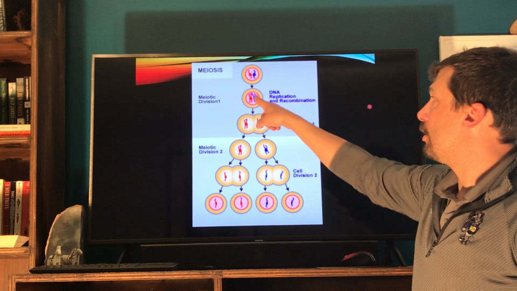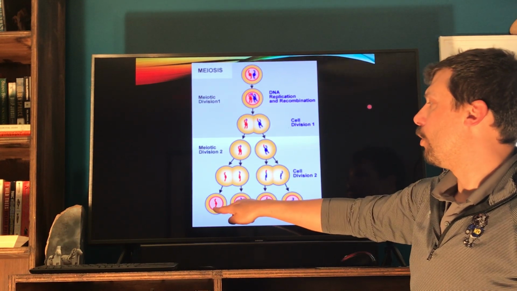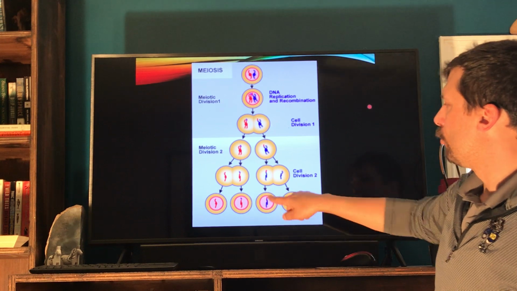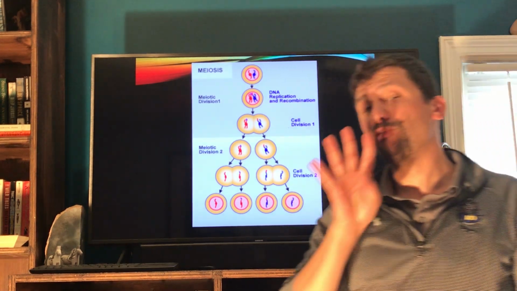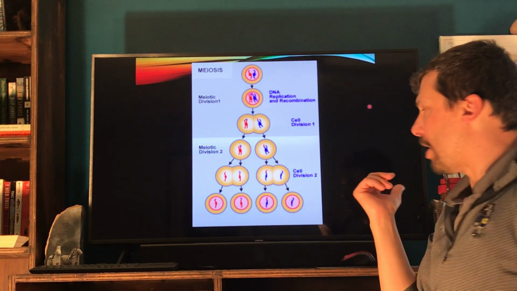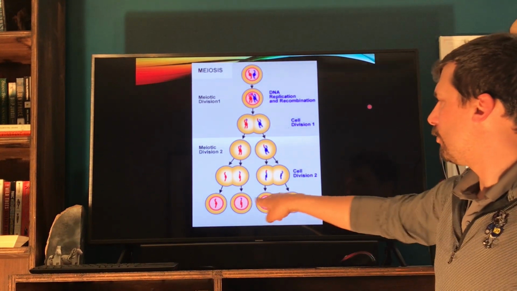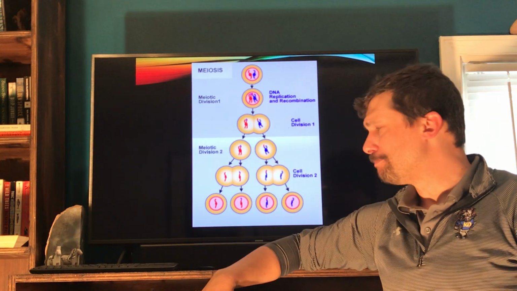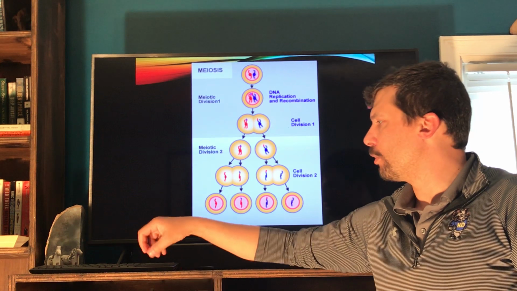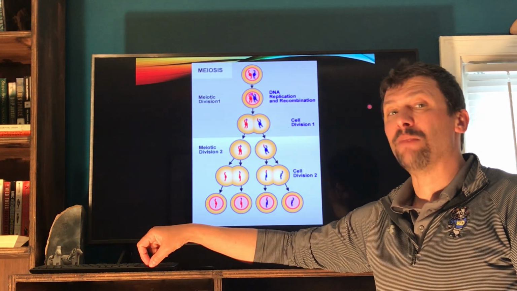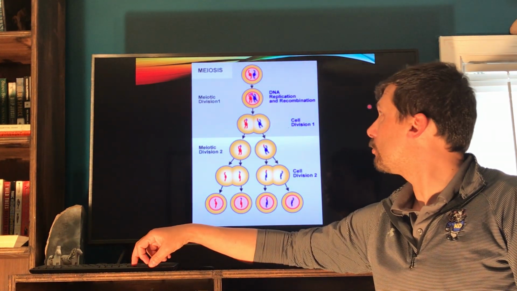And when I separate, because of this crossing over, there I get one that's all red, there's one red with a little bit of blue, blue with a little bit of red, and all blue. I get 4 unique cells. None of them are identical, and because of the crossing over, you can see that we get some of those changes. Again, very, very important concept to understand. That's a major difference between meiosis and mitosis.